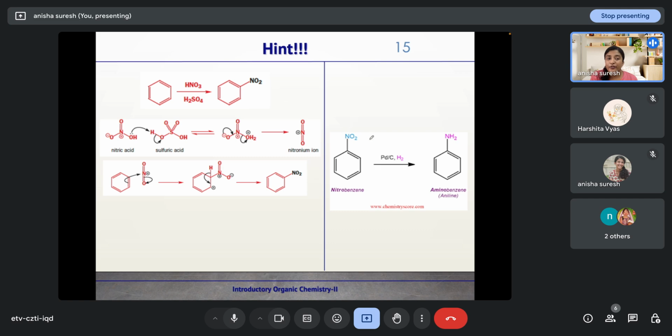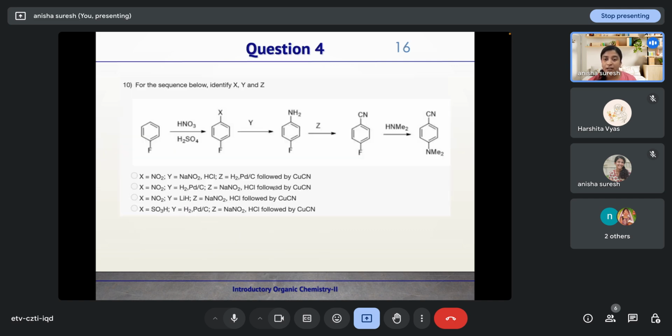And in the presence of H2/Pd-C, this nitro group can be converted into amino group. And here diazotization reaction: first NH2 in the presence of NaNO2 and HCl will get converted into N2 plus, which is a good leaving group as the nitrogen will be getting removed. And then if we treat with CuCN, this N2 plus will be replaced by CN. So this is the mechanism for the reaction that we have seen. So the right answer will be option B. Clear? Any doubts?